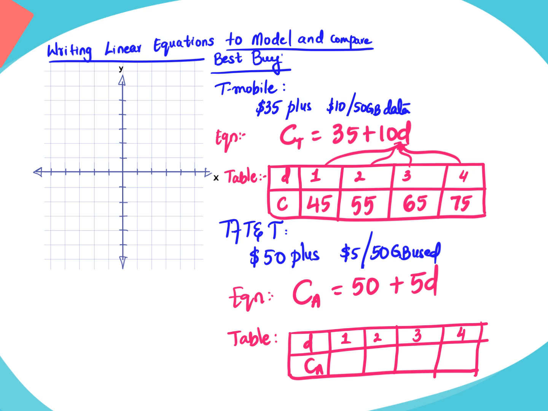Now, in this situation, what would you see? So 50 plus, remember you are substituting your D value right here for each one of them and getting the answer. So 50 plus 5, 55. 50 plus 10, that would be 60. 50 plus 15, that would be 65. And then finally 50 plus 5 times 4, that would be 70.